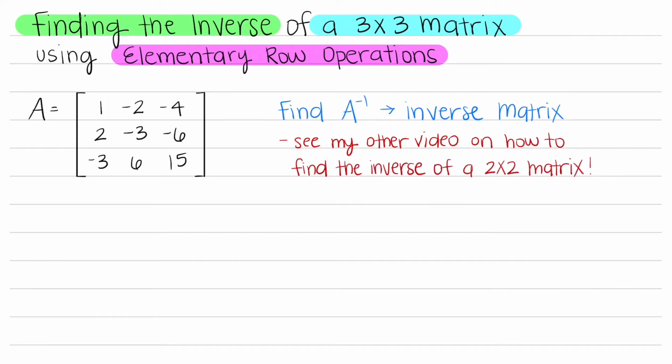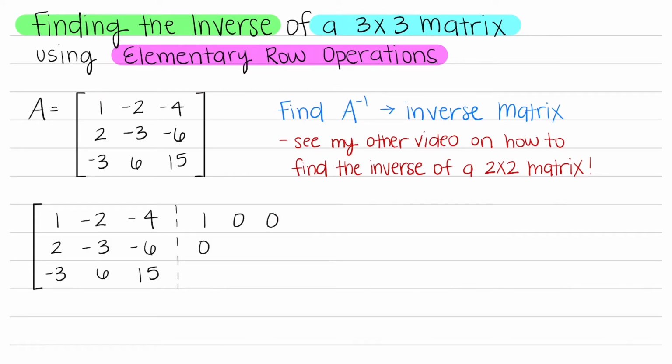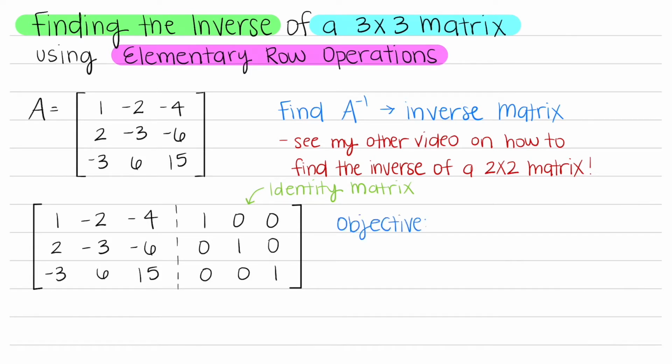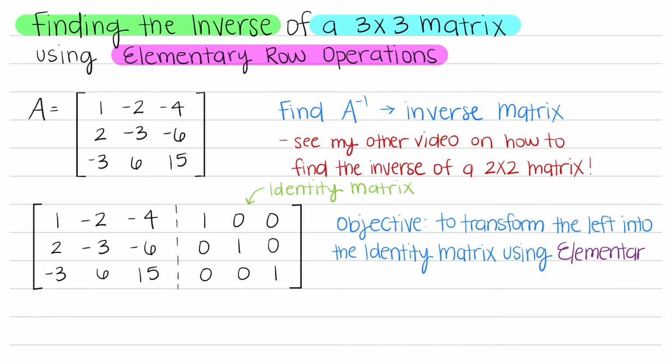So the first thing you need to do to find the inverse of this 3x3 matrix is to write out the matrix like this, draw a dashed line, and on the other side of it, you would write the identity matrix, which is always just ones running in the diagonal from the top left to the bottom right, and zeros in all the other spots. And our objective here is going to be to transform the left into the right, the identity matrix, using what's called elementary row operations.